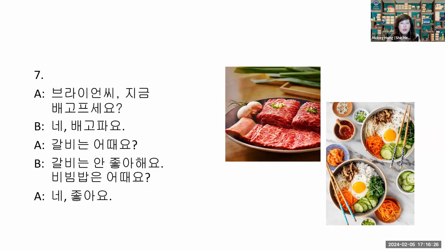And you can also use this to make suggestions. 갈비는 어때요? So A is not asking, how's 갈비? That would be odd, right? They're not eating anything. They just mentioned that they're hungry. So he's making a suggestion. We do the same thing in English. Then how's 갈비? How about 갈비?